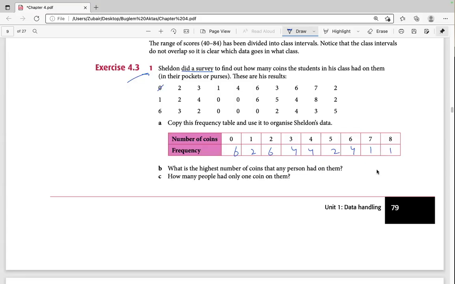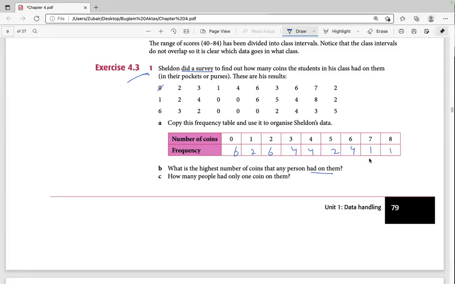A quick total before we proceed so we don't get a wrong answer. 6 plus 2 plus 6 plus 4 plus 4 plus 2 plus 4 plus 1 plus 1. That's a total of 30. So this is 3 ten times. Okay. So the question is, what is the highest number of coins that any person had on them?